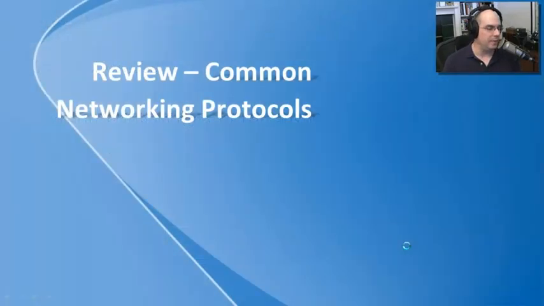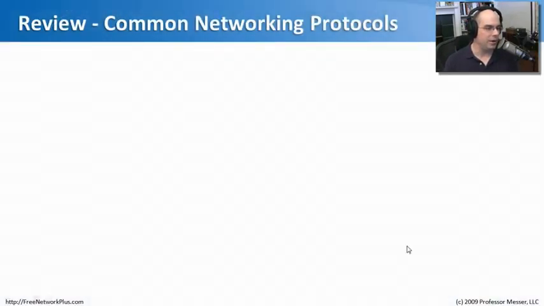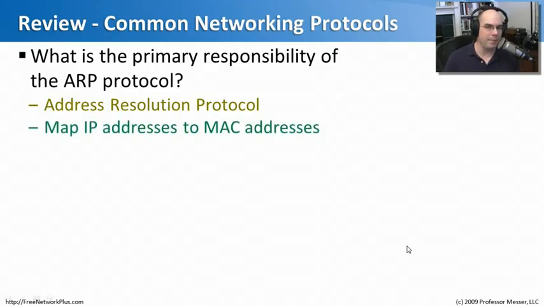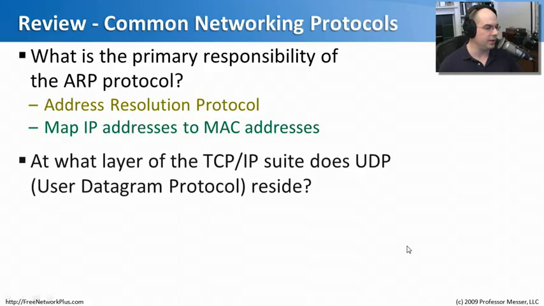Let's see what we've learned about our common networking protocols. Our first question here is, what is the primary responsibility of the ARP protocol? Well, if you remember, that's our Address Resolution Protocol. So it would make sense that that Address Resolution Protocol be able to map protocols like IP addresses to our MAC addresses, and at a fundamental level allow devices to communicate across our networks.